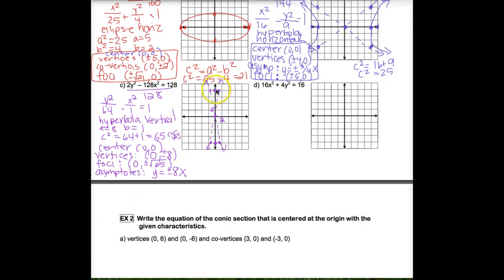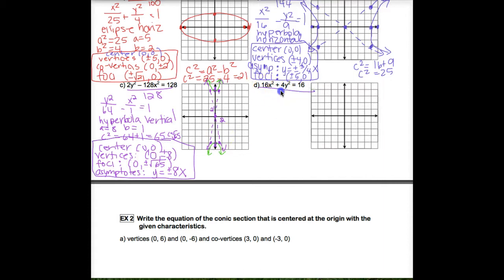Now, can't see very well because it's so tiny, but the green is where your hyperbola branches are going to be. I still need my foci plotted there. So if you don't know approximately what the square root of 65 is, use your calculator to help you. It's a little bit more than 8. So your foci are just barely on the inside of those branches. And here is our important info.